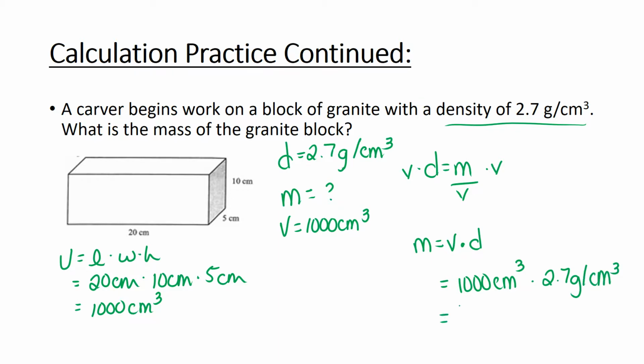So my original answer is going to be 2,700. Centimeters cubed are going to cancel, leaving grams. This, however, only has one significant figure. So we can only keep the thousands place, so this is going to round. So my answer rounded to correct sig figs will be 3,000 grams for that regular object.